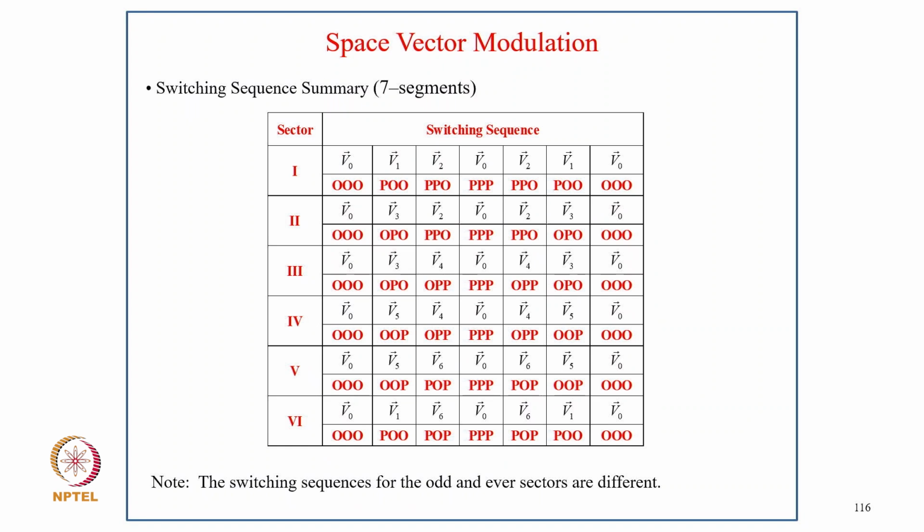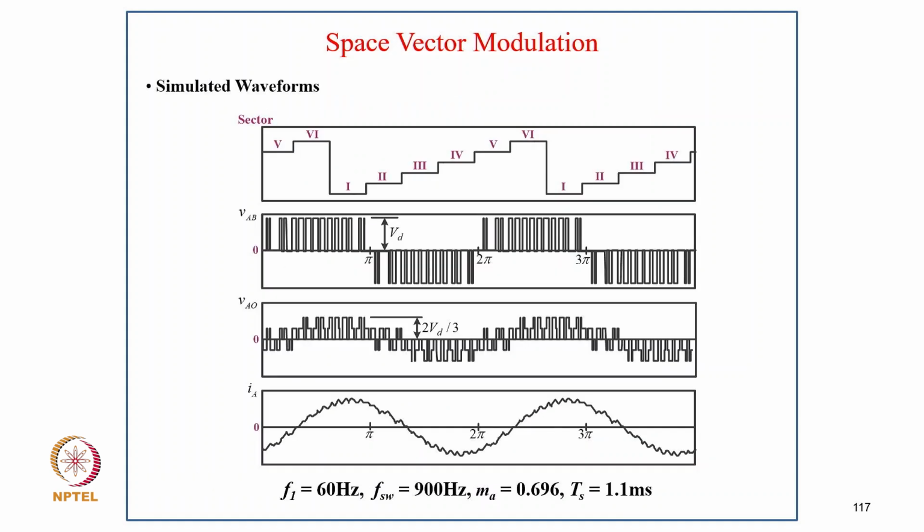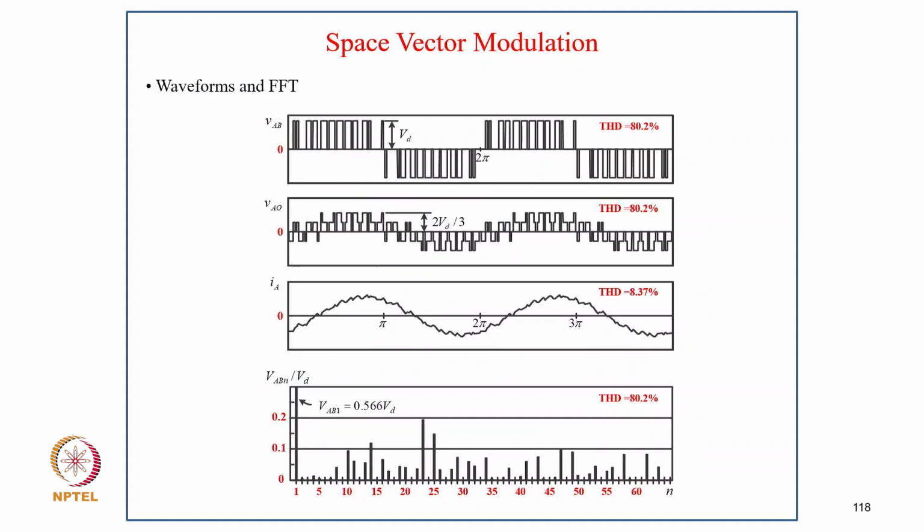So now coming to the switching sequence summary, 7 segment. Here we have 6 sectors, then we have a switching sequence starting from the V0 zero vector to V1, V2, and up to V0, ending with the zero vector again. The switching sequences for the odd and even sectors are different, and typically if we take a simulated waveform, you can see the switching vector, what VAB is, what VAO is, and what the current is, for f1 equal to 60 and fsw 900, M equal to 0.696, and TS equal to 1.1.